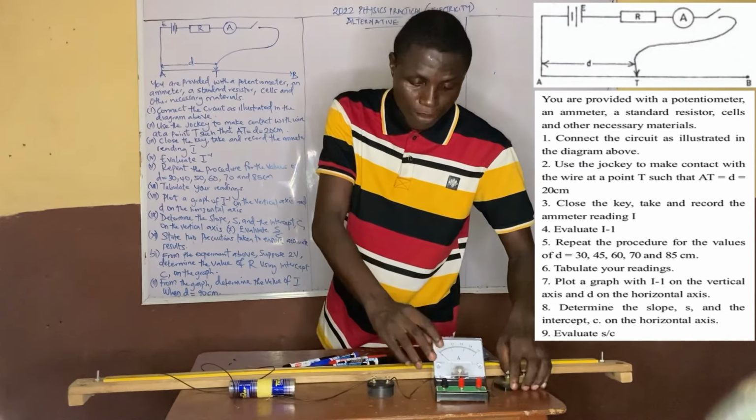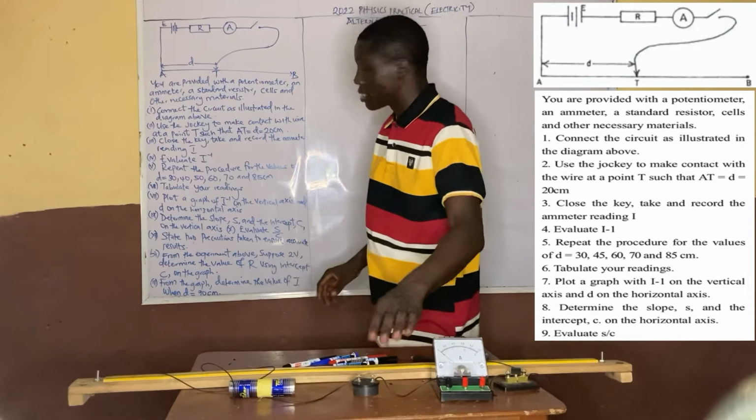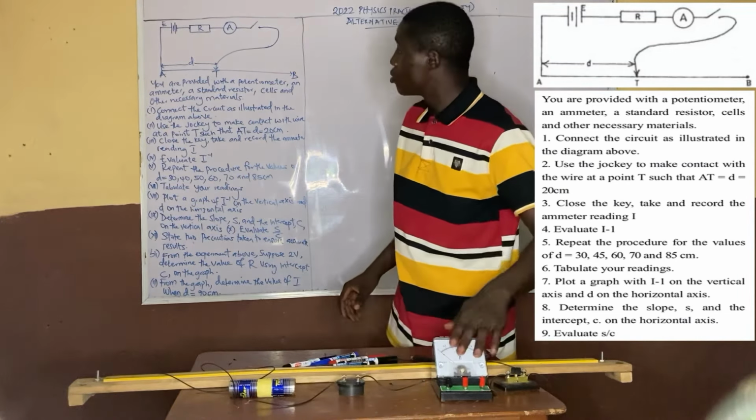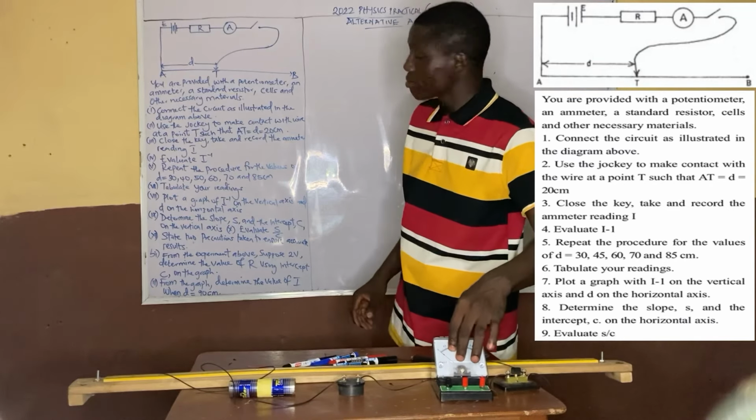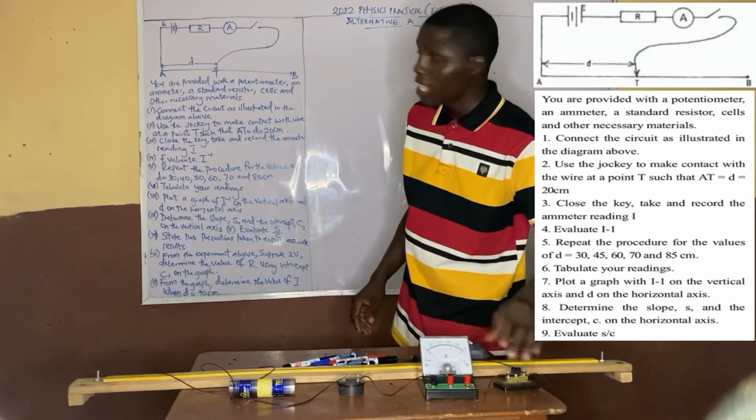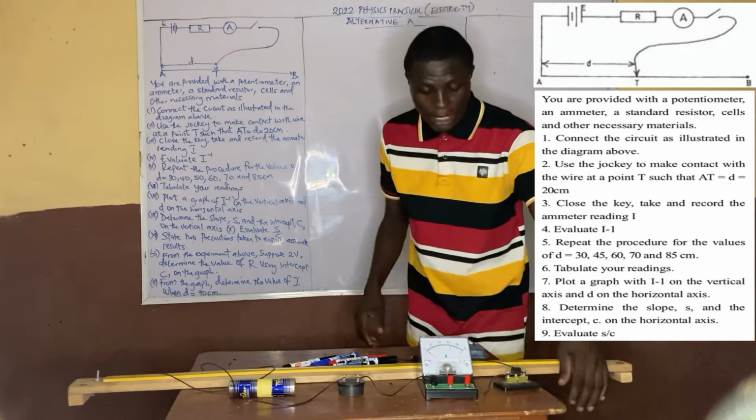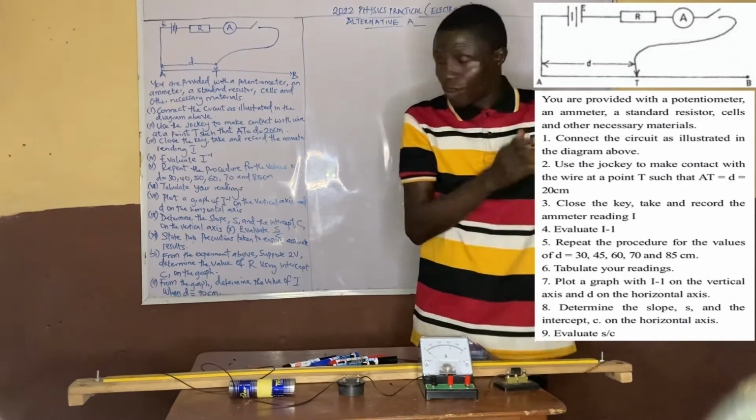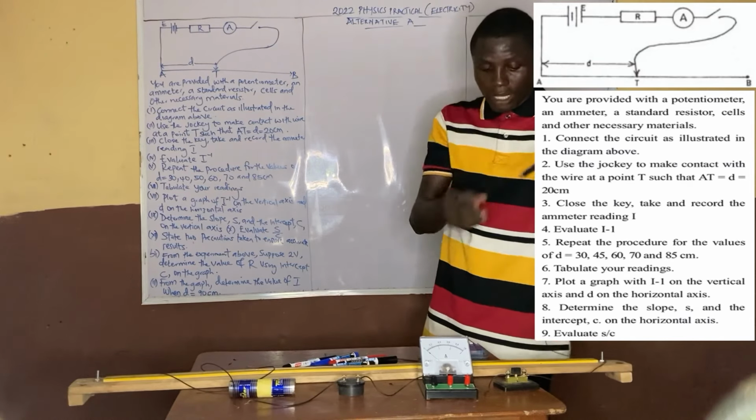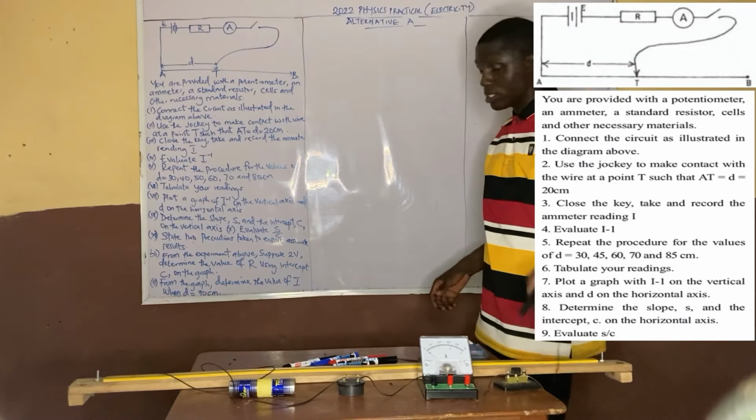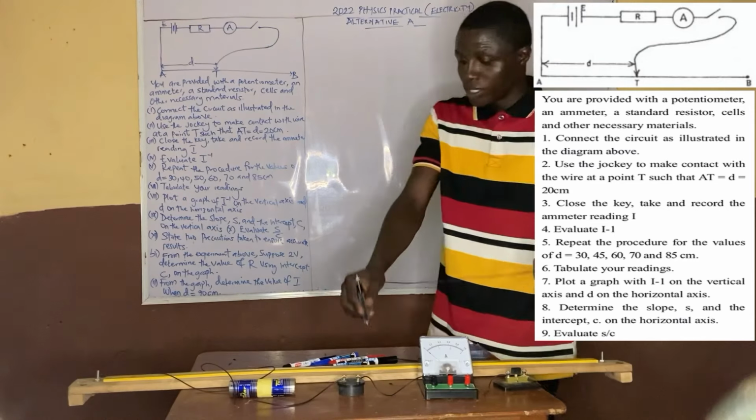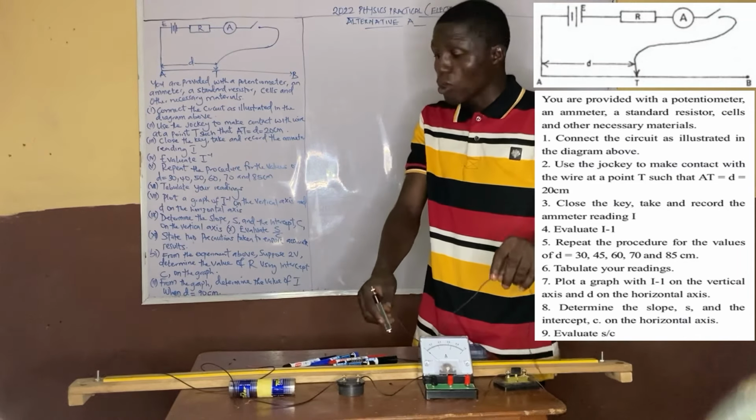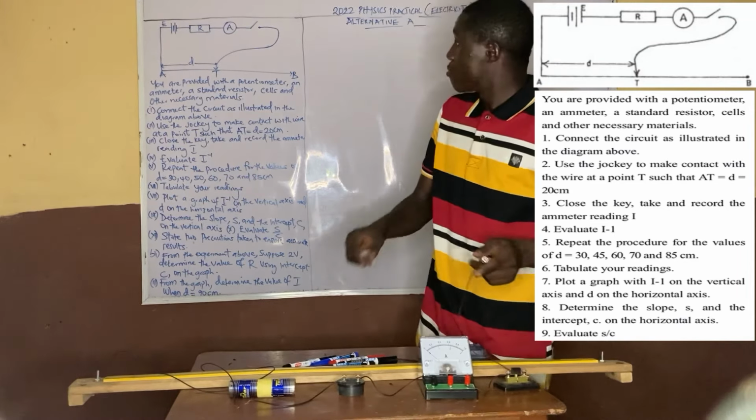Now, from the standard resistor of 2 ohm to the voltmeter, from the voltmeter to the key, and from the key to the jockey. We have the jockey here. So now the jockey to the potentiometer. Any point on this potentiometer is what we call T.